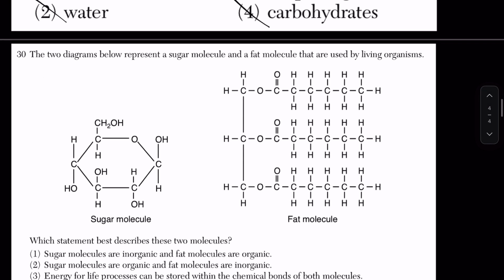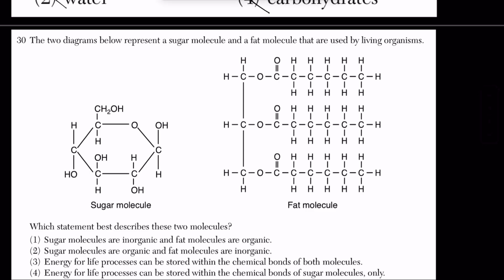And now we have our last question. The two diagrams below represent a sugar molecule and a fat molecule that are used by living organisms. Which statement best describes these two molecules? So the first one is that sugar molecules are inorganic and fat molecules are organic. So we can test this out. If it would be inorganic, the sugar molecule would need to not have both carbon and hydrogen. But we can see that here it has both a carbon and a hydrogen, so we know that it is organic, which means that number 1 can't be our answer.